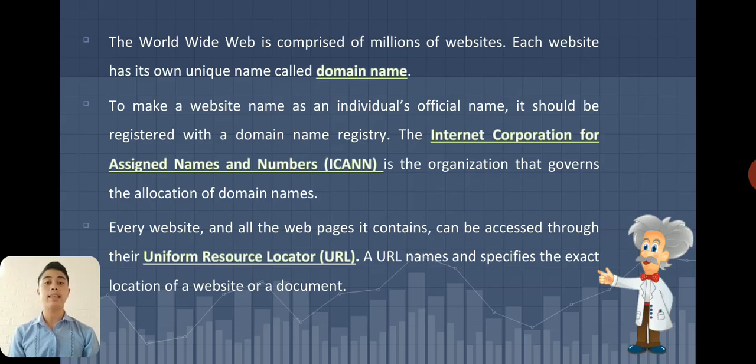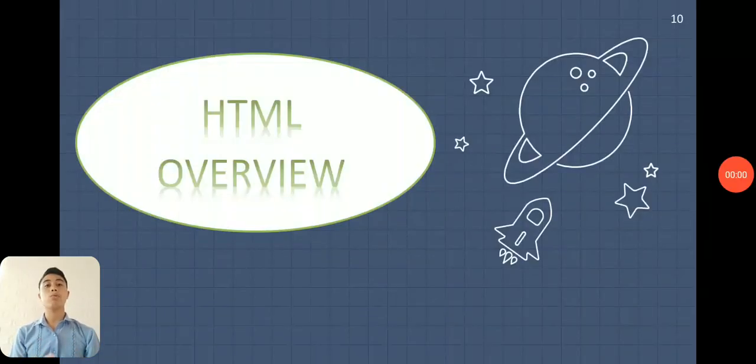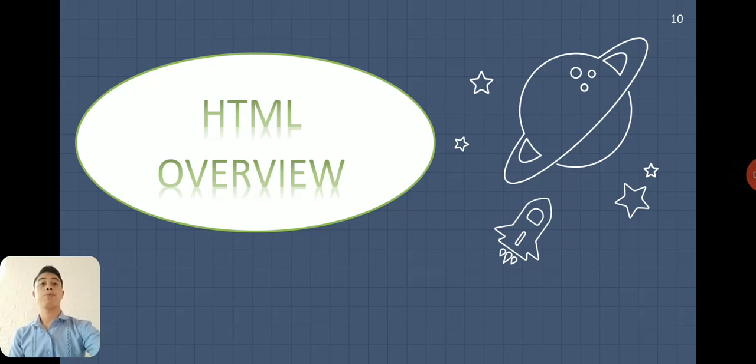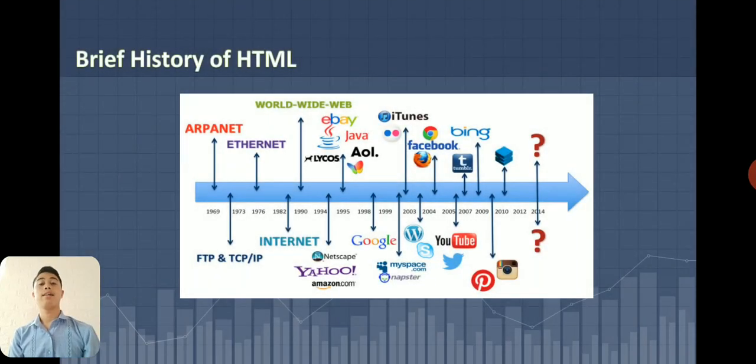Every website and all the web pages it contains can be accessed through their Uniform Resource Locator, or the URL. A URL names and specifies the exact location of a website or a document. So next, we will have an HTML overview. So let's discuss a brief history of HTML.